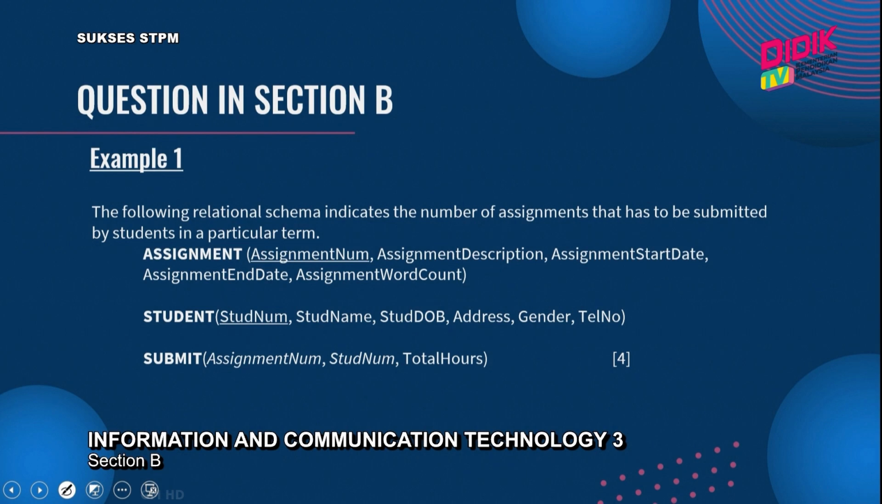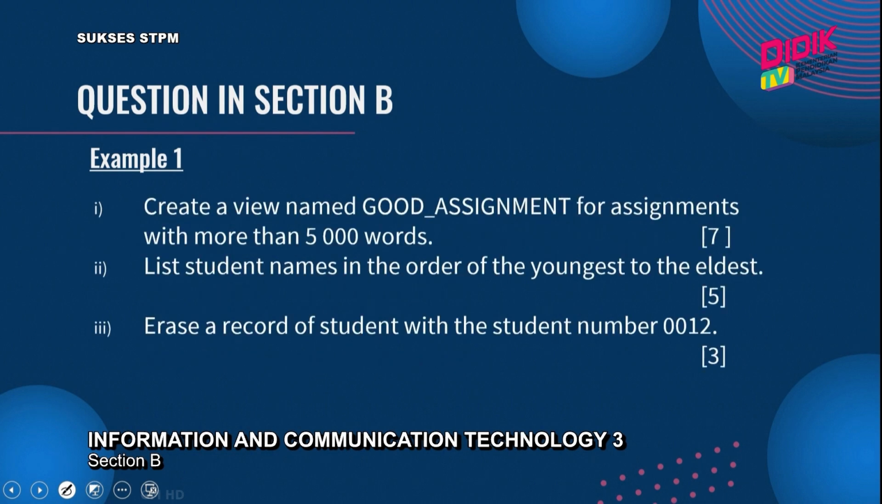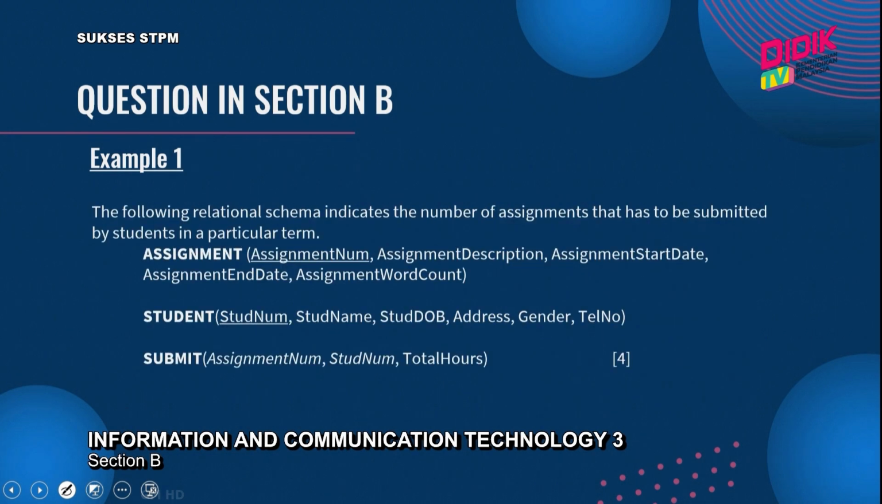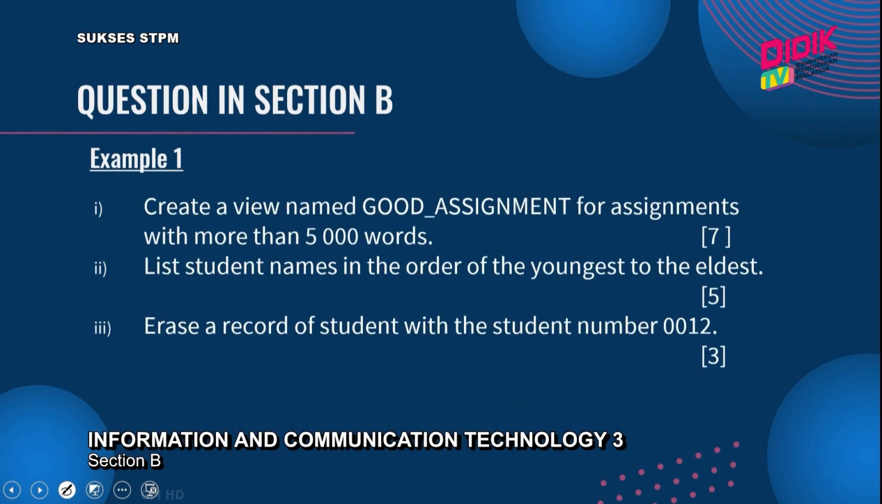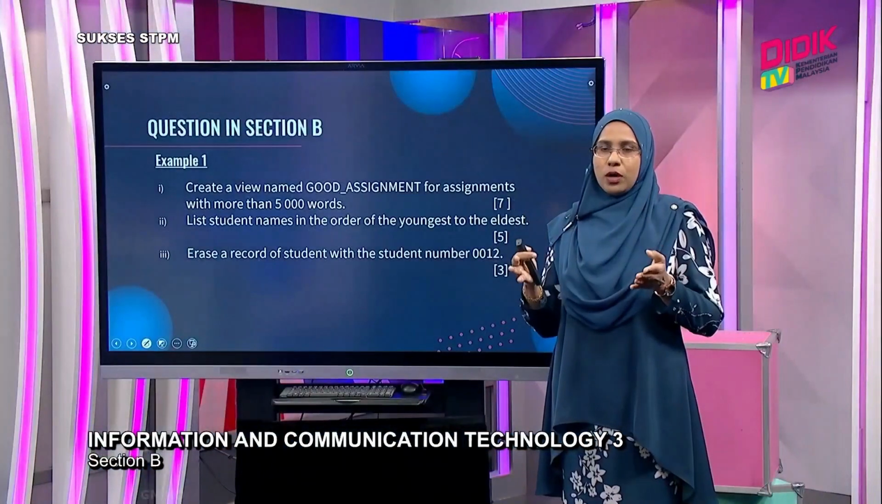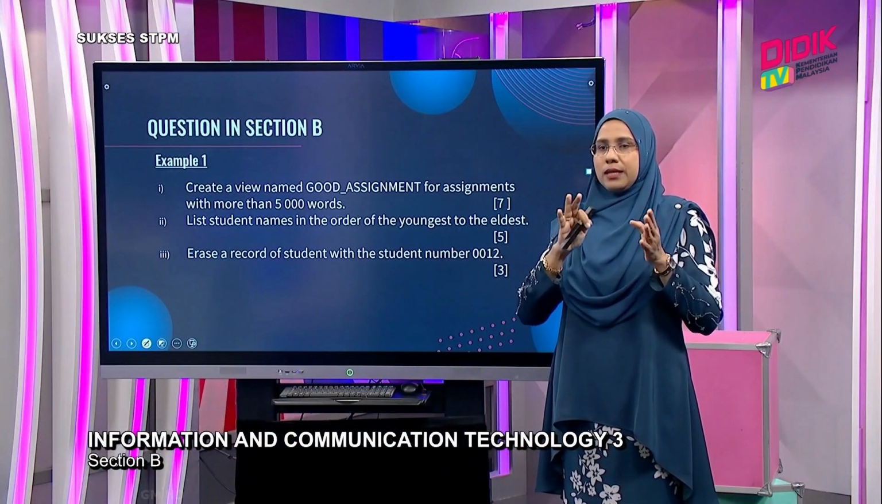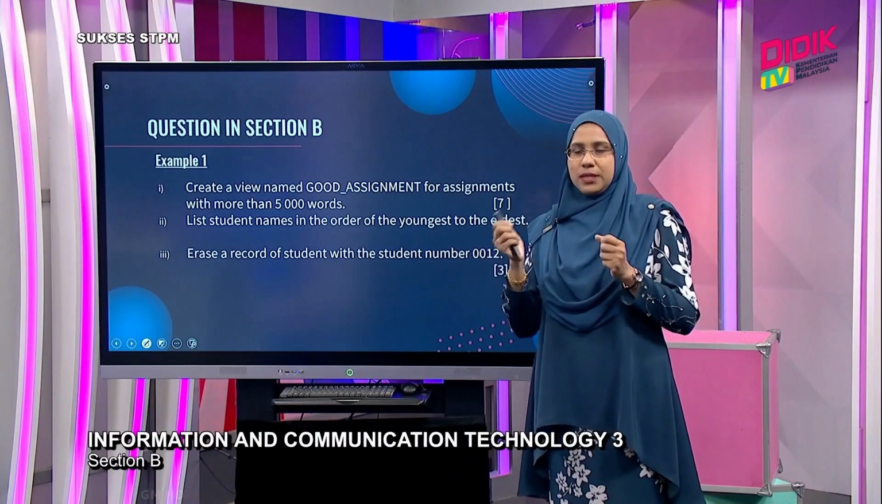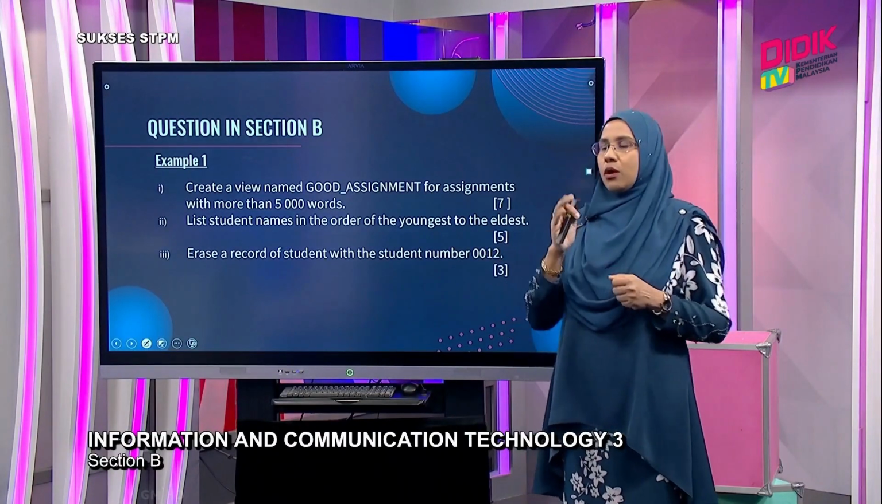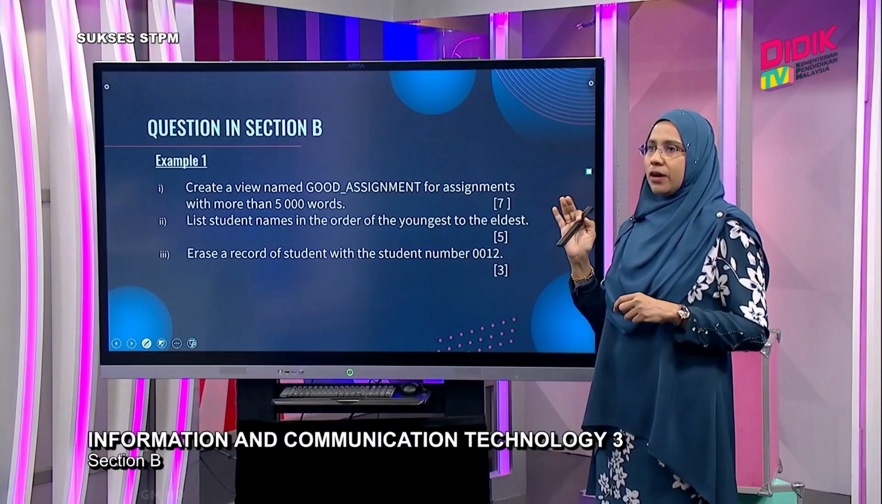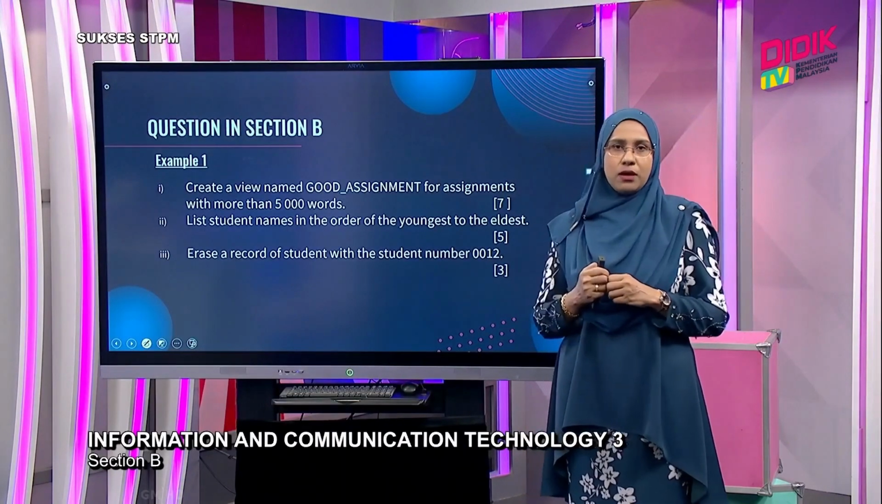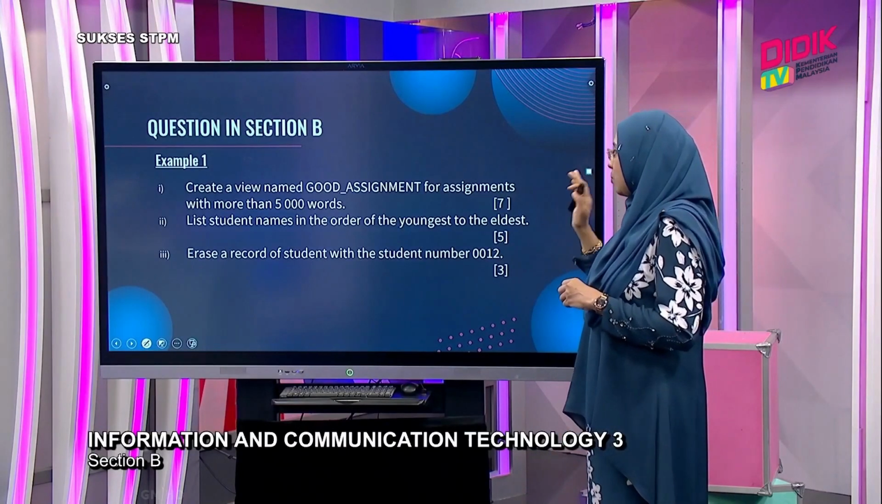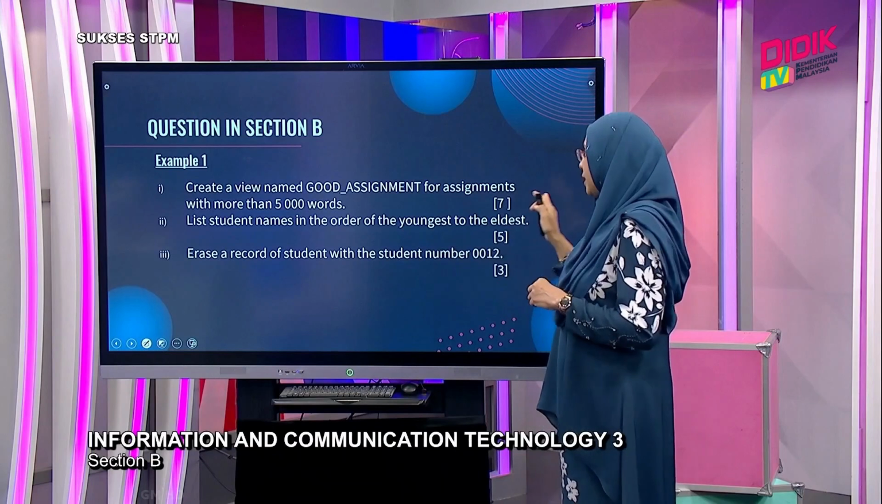So this is the question. They are asking, from this situation given, to create a view named good assignment for assignments with more than 500 words. So what they want is for you to create a view, and the name of the view is good assignment. And the condition is that the word count must be more than 500 words. 7 marks given, a lot. So make sure you write in the correct syntax to get all 7 marks.